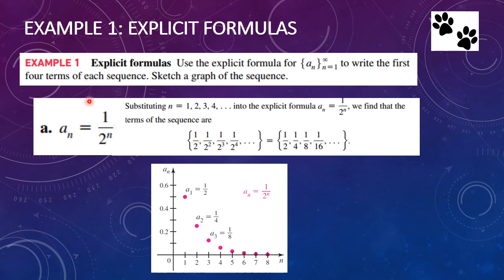There's also a part b in your text. I suggest that you look through that. I'm not going to do that. It's a little more complicated explicit formula, but it's not that big a deal, and it'd be interesting for you to try that and see what happens with the graph. So go into your text and look at example 1b. Both the solution and the graph are given to you there.